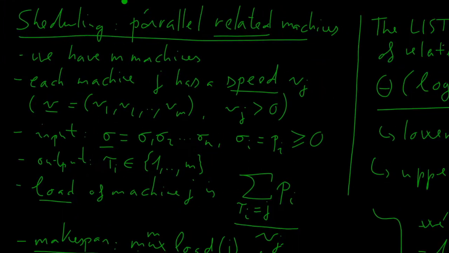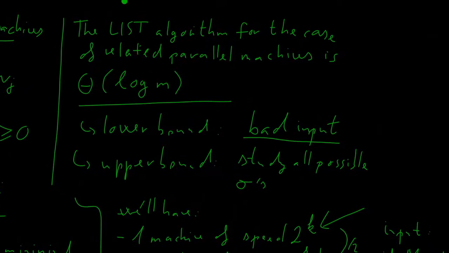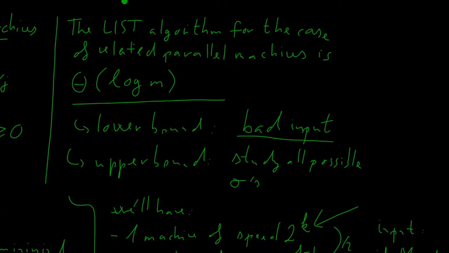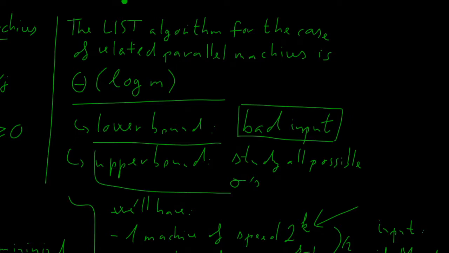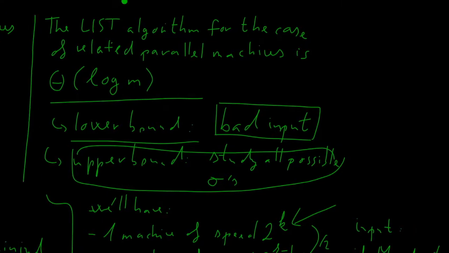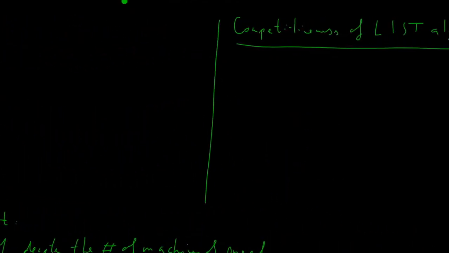So what do we have here? We have a list algorithm, right? And we've seen in the previous part that by giving a bad input we will have a something times log m lower bound, but now we will prove an upper bound, which means that we will have to study all the possible sigma inputs.